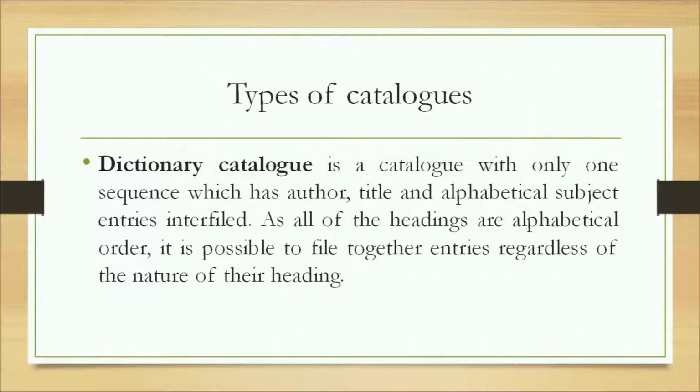We also have dictionary catalog. Learners, dictionary catalog is a catalog with only one sequence, which may be author, title. In this catalog, all the subject entries or title entries are arranged in an alphabetical sequence. As all the headings are in an alphabetical order, it is possible to file together entries regardless of the nature of their heading. So you can see, learners, that in dictionary catalog, entries are arranged in an alphabetical manner as it happens in a dictionary.